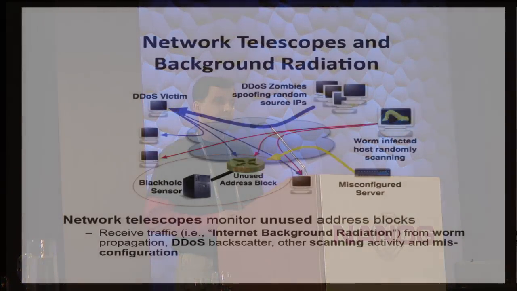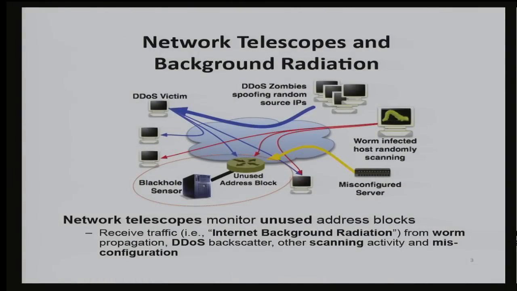Quick background for those who are not familiar with our work in the past. What are network telescopes? A network telescope is essentially announcing unused address space, picking up junk that gets sent to it, misdirected to it, and then doing analysis on what it is and slicing and dicing the data in different ways. The kinds of data patterns we pick up are worm propagation, especially things like Conficker. They pick a random destination address, try to connect to it. We pick up DDoS backscatter. We get lots of SYN-ACKs from DDoS victims because of spoofed source IP addresses. We will pick up lots of random scanning activity, like on port 22.